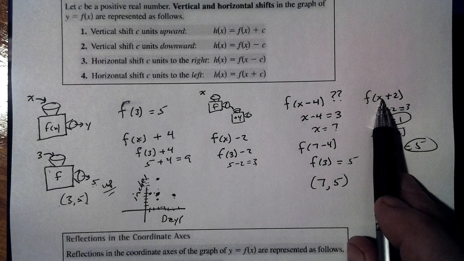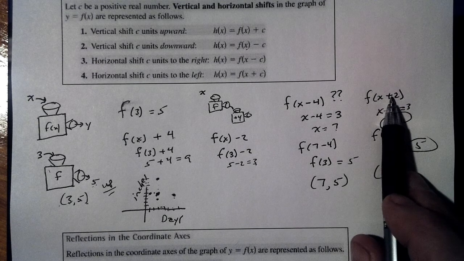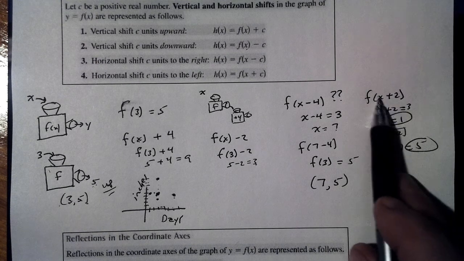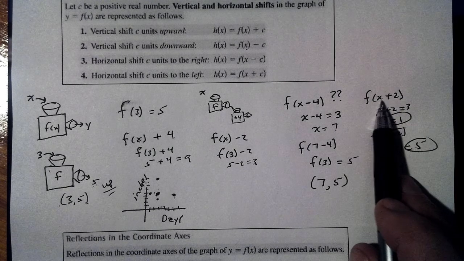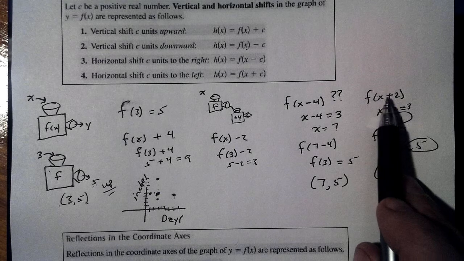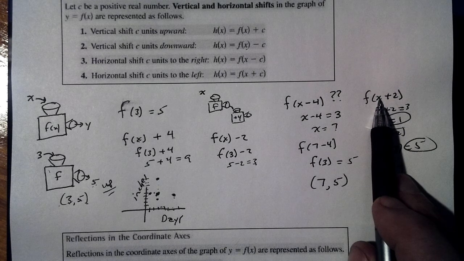Or what's our most interesting value? It is the value that makes this 0, gets us back to our starting point. What would x have to be for this to be 0? x would have to be negative 2. Shift to the left 2.